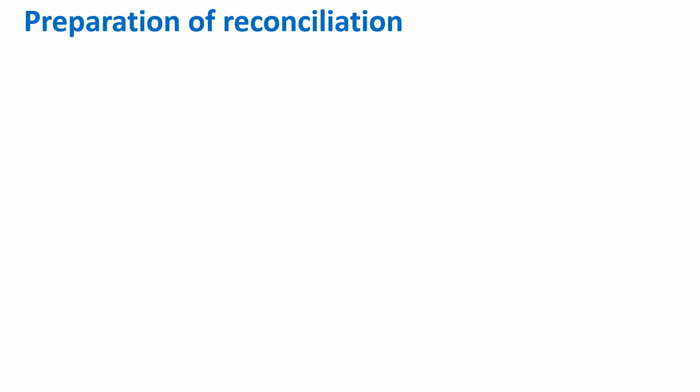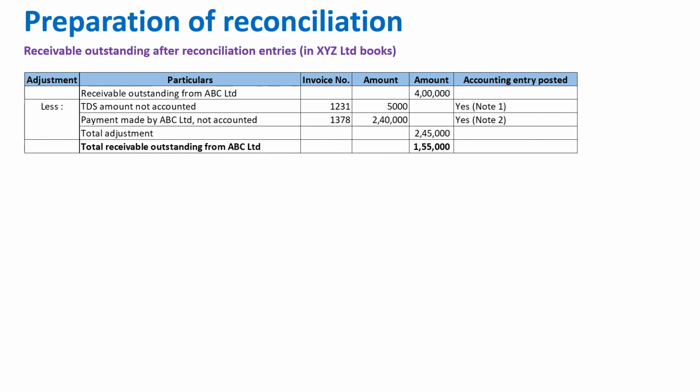Now let's see, after posting the reconciliation entry, what is the net receivable XYZ company is going to report. So here receivable outstanding from ABC Limited was 4 lakh. This is before the reconciliation entry, right? The statement I showed you in the first slide. Less TDS amount not accounted, right? Because this 5,000 you are not going to get from ABC. So you have to reduce this TDS amount from the 4 lakh. Payment made by ABC Limited not accounted, 2 lakh 40,000 you have to adjust, and the total adjustment is 2 lakh 45,000 rupees. And what is the net receivable you are showing from ABC now? After all these adjustment entries, it is 1 lakh 55,000 rupees.